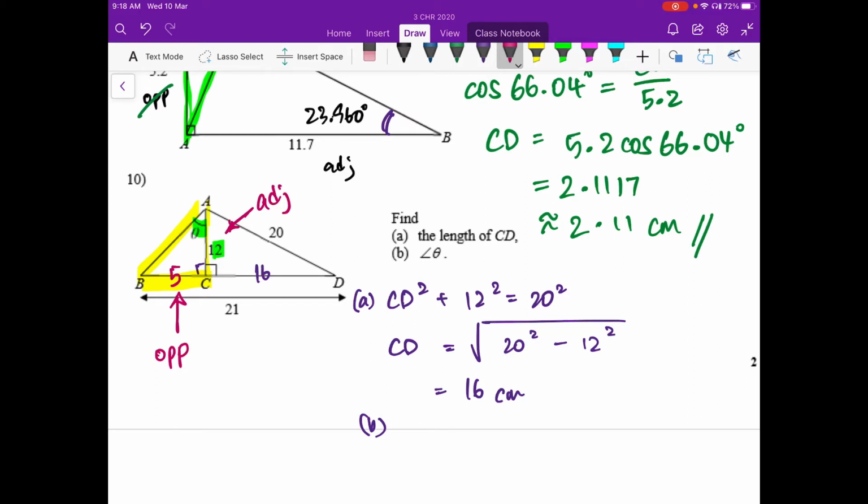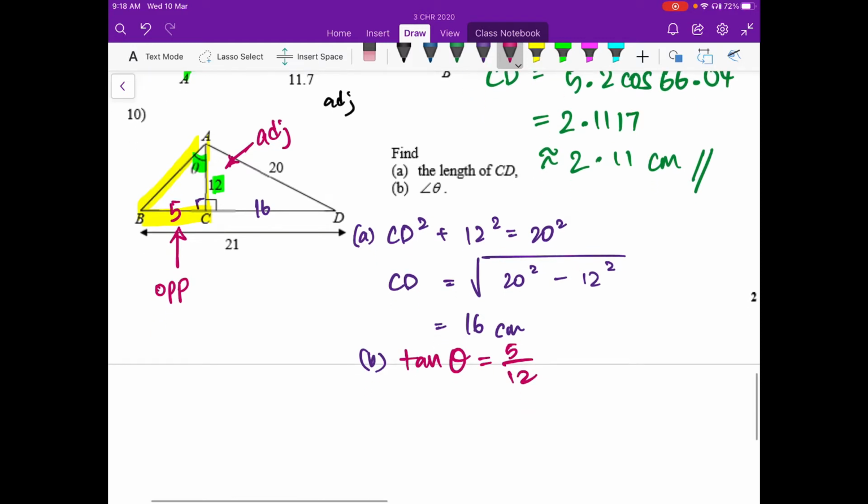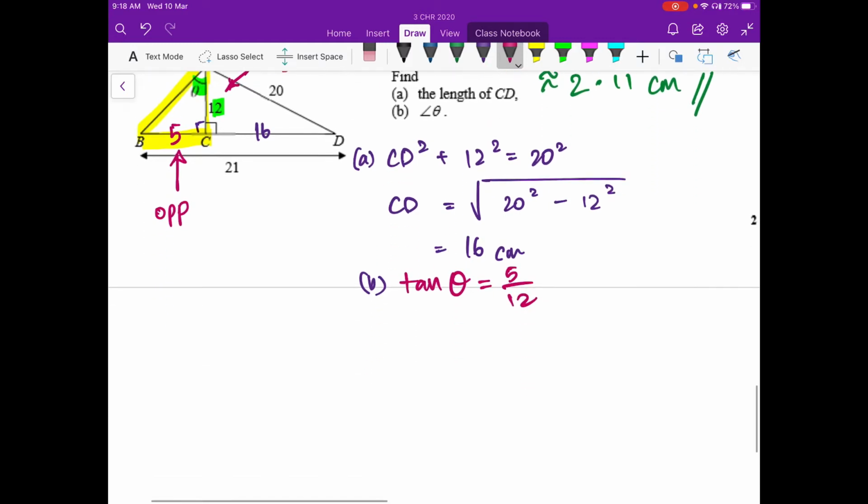I need to find the angle. The trigo ratio to use will be tangent. Tangent theta, opposite 5 over 12. So now to find theta, tangent inverse 5 over 12. And you get the answer from your calculator.